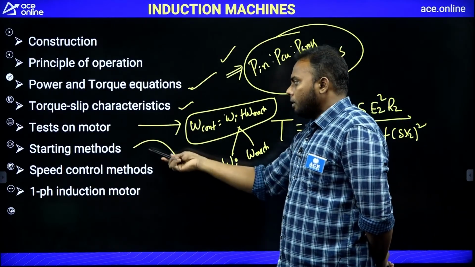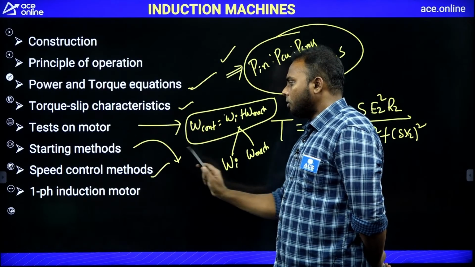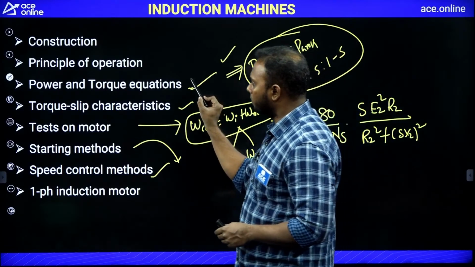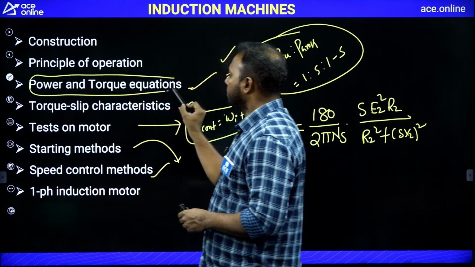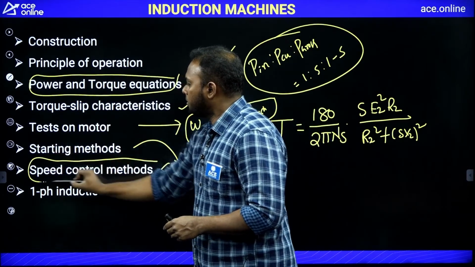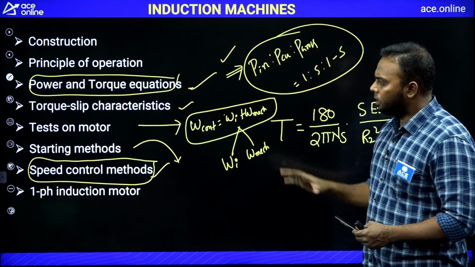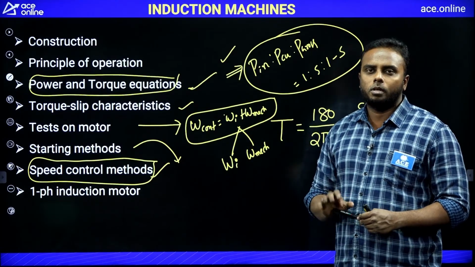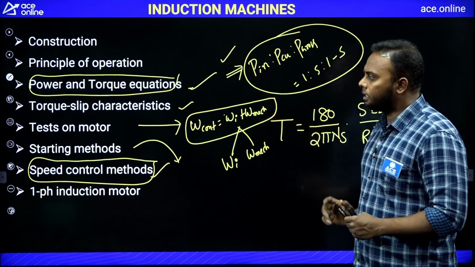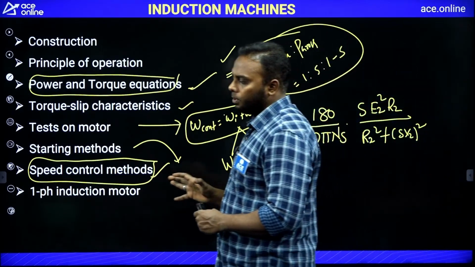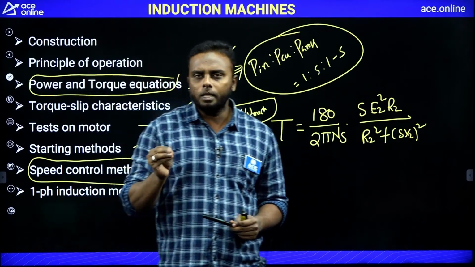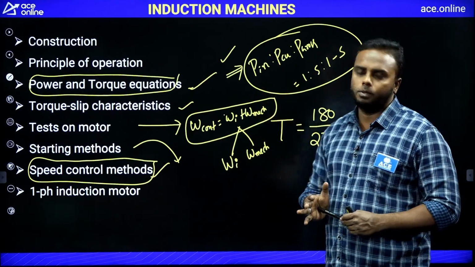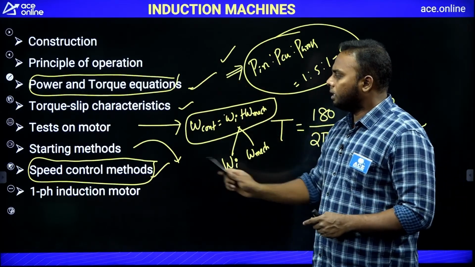Next, after starting methods we have speed control methods. So for the GATE exam, numericals we mostly get from these power equations and torque equations, and speed control methods mainly. These two topics are very important for numericals of induction motor for the GATE exam. But for engineering services, I am not saying which is important. For engineering services, when you prepare for the prelims exam, you should prepare every chapter, every point in your book. So for GATE only, these two are most important.